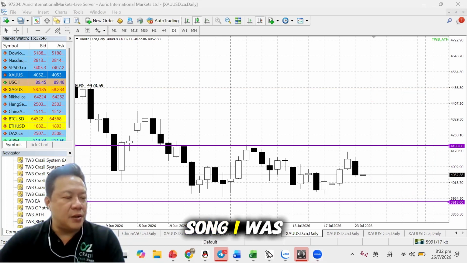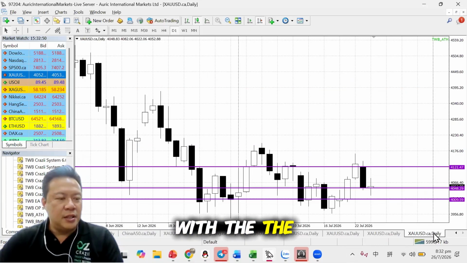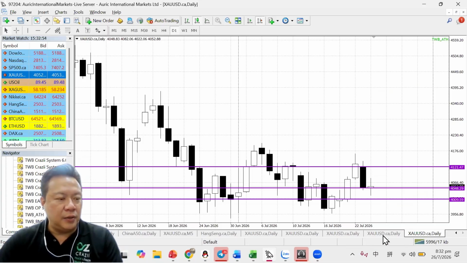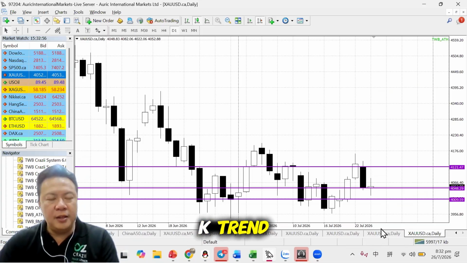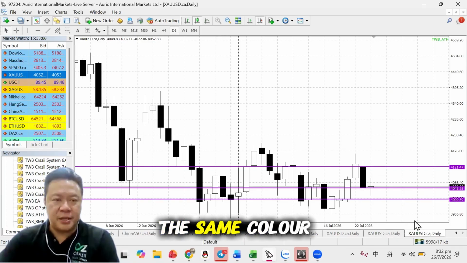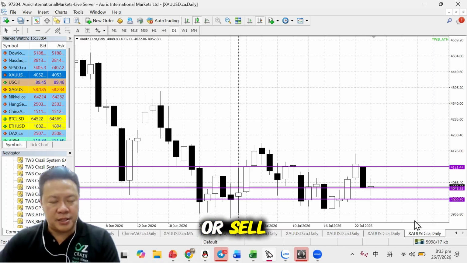So this is the thing I was telling you about. The 5-minute chart and day chart can all be used with the rules that I mentioned, which is that you have to wait for a K trend, followed by a timeline, and the KSI has to be the same color as the direction before we actually activate a buy or sell.